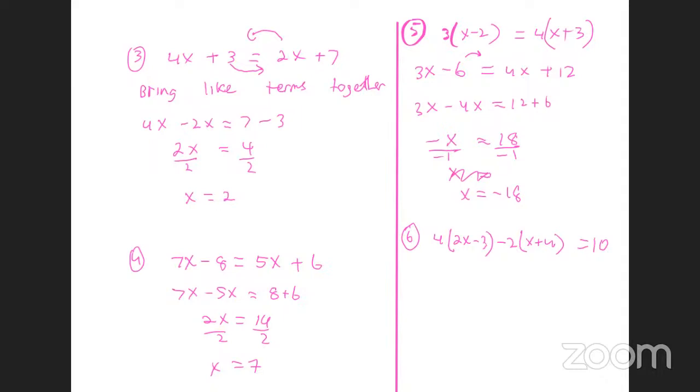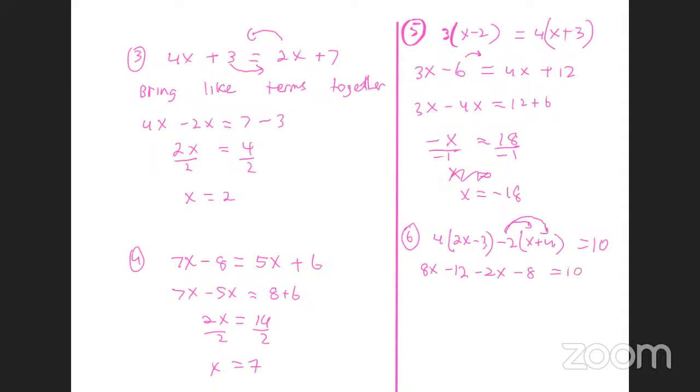All right, let's check this out. Let's see what you got. So you multiply this out. 4 by 2 is 8x. 4 by minus 3 is minus 12, right? Here you've got to be careful. Minus 2 by x, that's minus 2x. Minus 2 by positive 4 is minus 8.